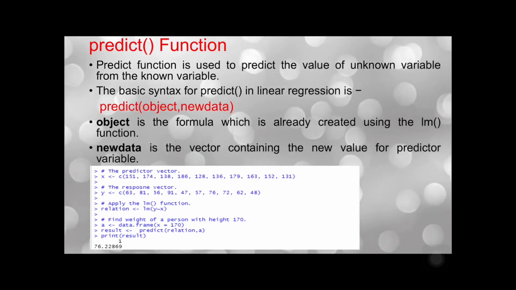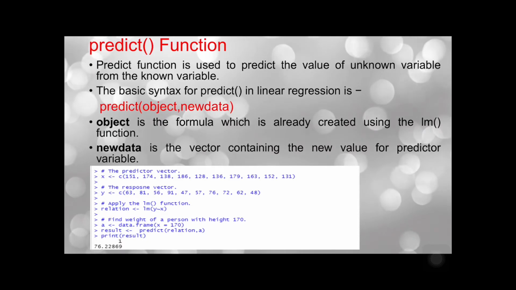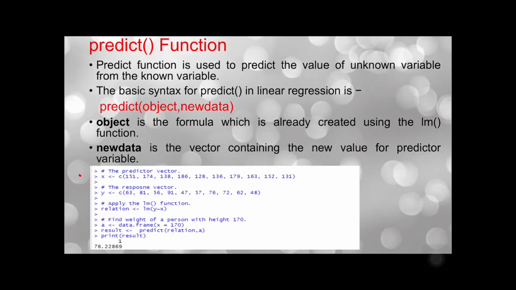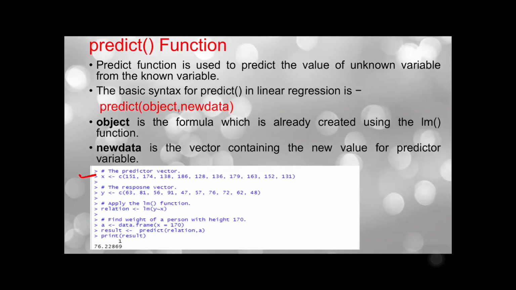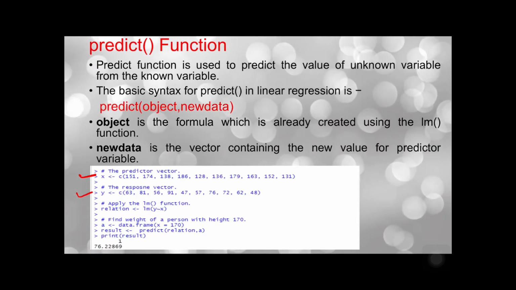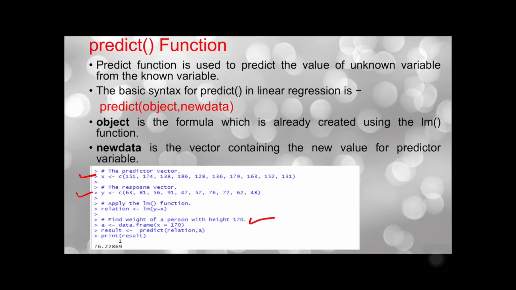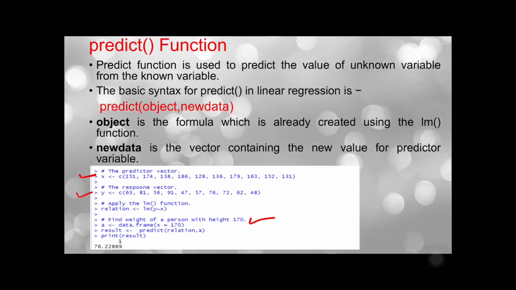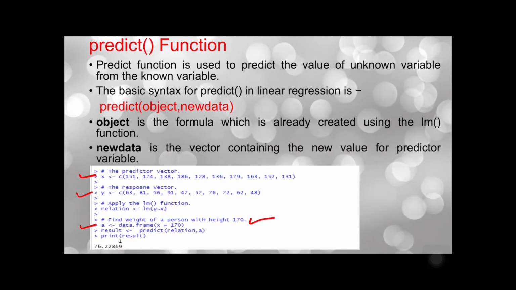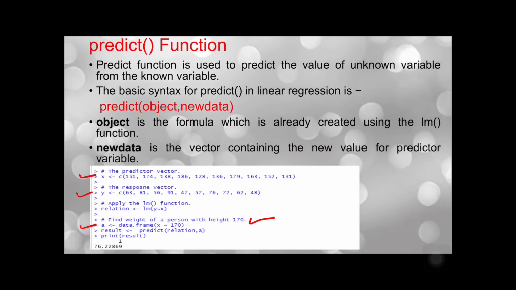To execute this particular function, we consider the example of height and weight of a person. Let's say x is a variable which stores the height of the person and y is the variable which stores the weight of the person. If we want to find out the weight of a person when height is equal to 170, we create a vector called a and we use the function data.frame and we enter the value of the height. So, in this case x = 170.